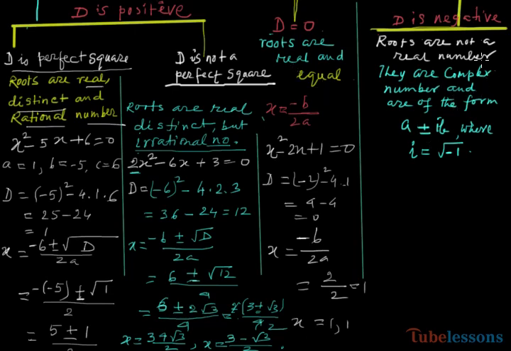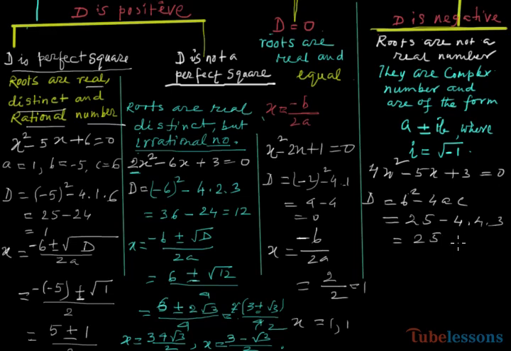The last one, if d is negative. So we are taking an example as 4x square minus 5x plus 3 is equal to 0. If we solve this one to get the value of d, b square is 25, that is 5 square, minus 4 into 4 into 3, so 25 minus 48. So this equals minus 23, which is negative. So roots are not real.